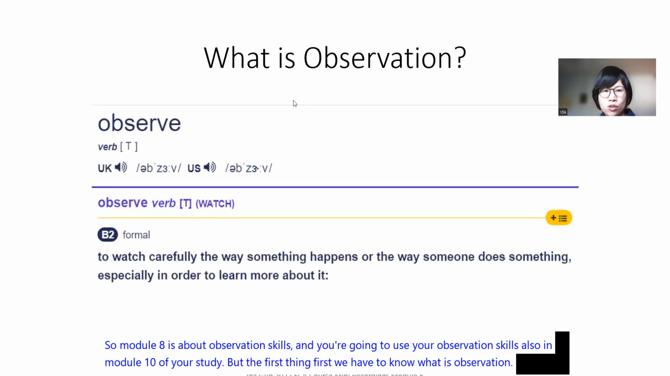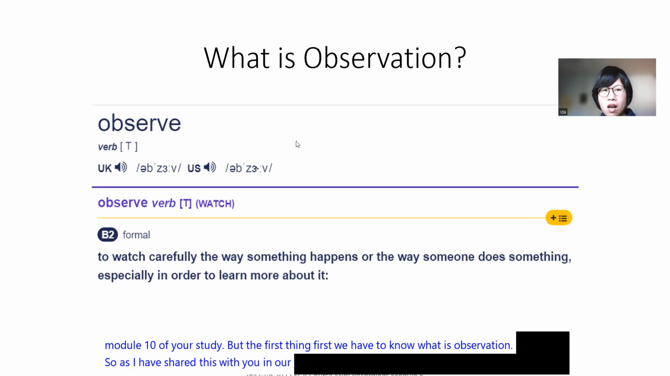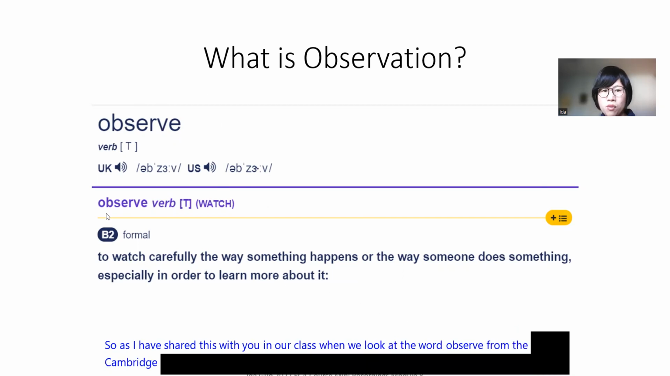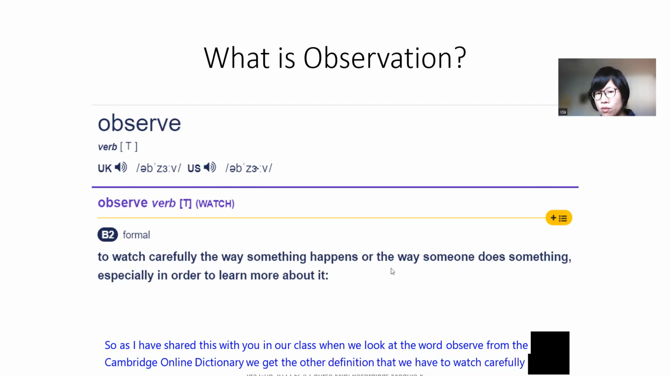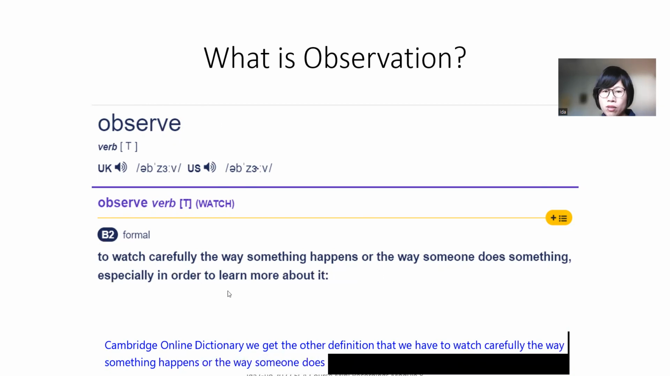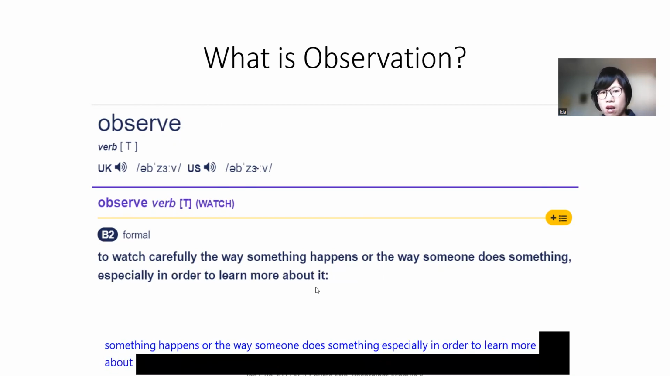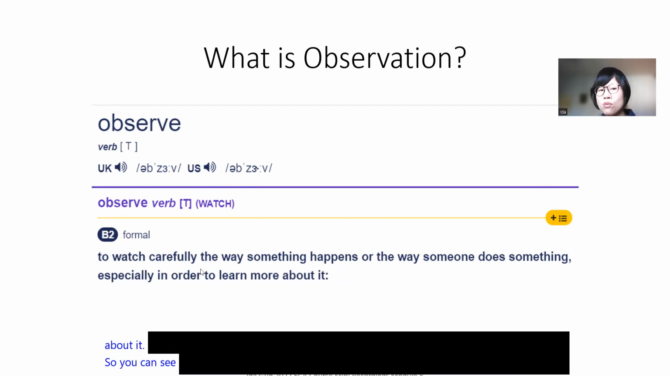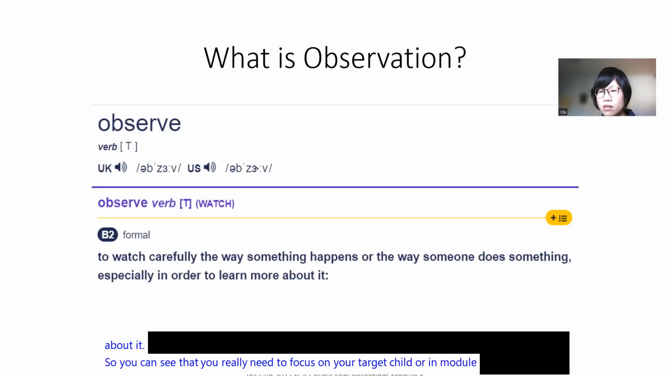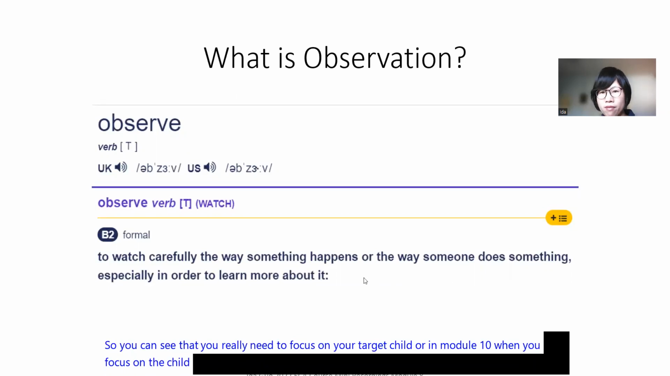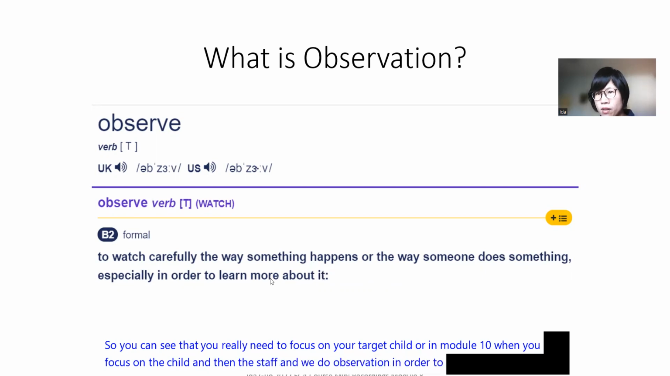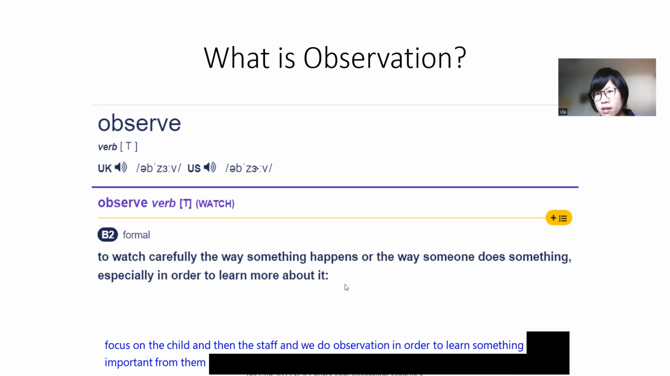As I have shared with you in our class, when we look at the word observe in the Cambridge Online Dictionary, we get the definition: to watch carefully the way something happens or the way someone does something, especially in order to learn more about it. So you really need to focus on your target child, or in module 10, on the child and then the staff. And we do observation in order to learn something important from them, which will be the child development.